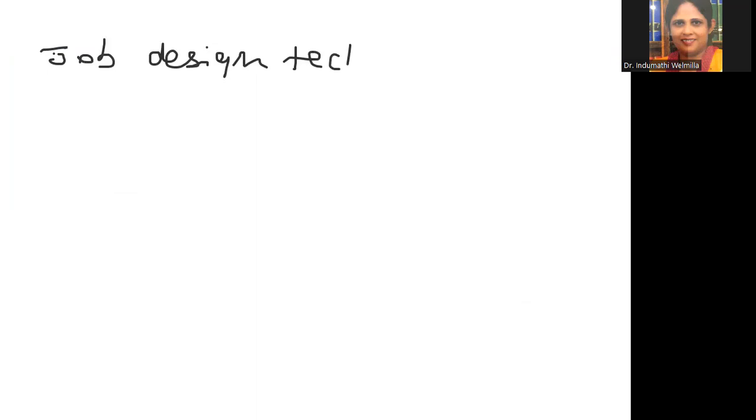Design. Job design techniques. Okay. So first, under the job design techniques, we can identify the first job design technique, job rotation.